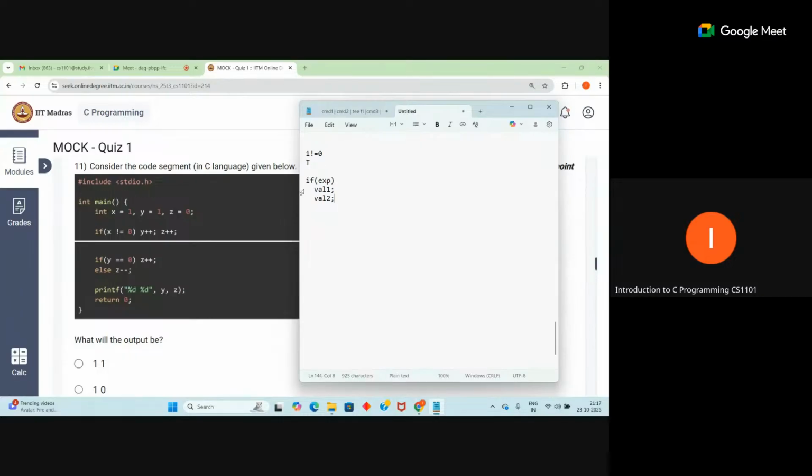If you write it like this, the meaning is, if this expression is true, it will execute only this statement. Only a single statement will be executed because you have not given a compound statement. This is a simple statement. Suppose I give it like this, then if this condition is true, both the statements get executed. Have you got it? If I didn't use the curly bracket and the expression is true, it will execute only this statement.